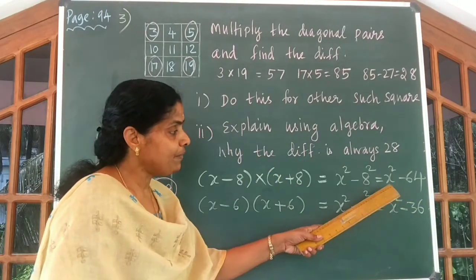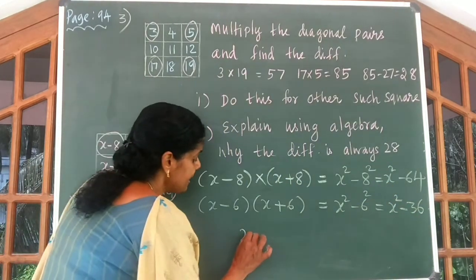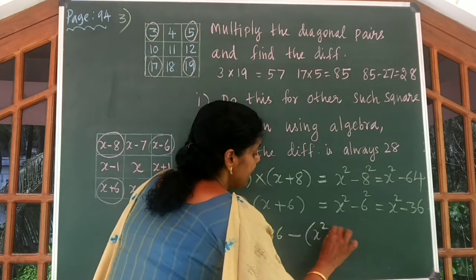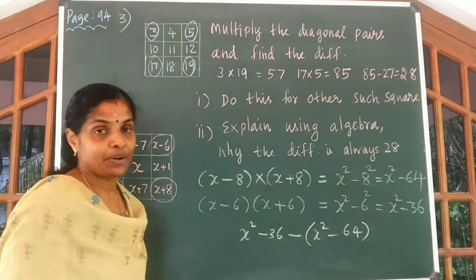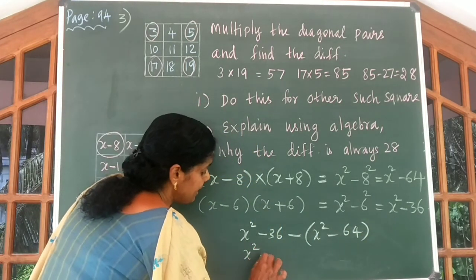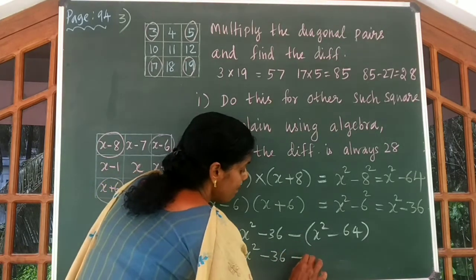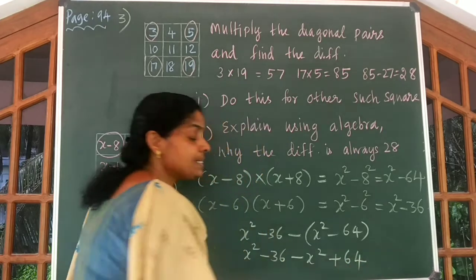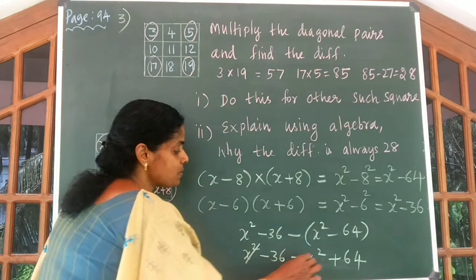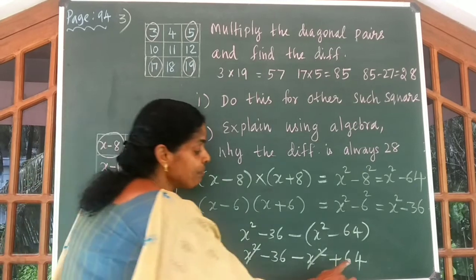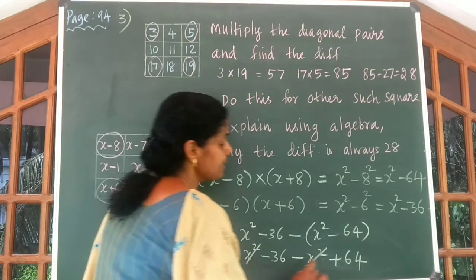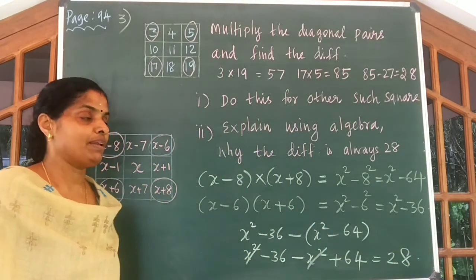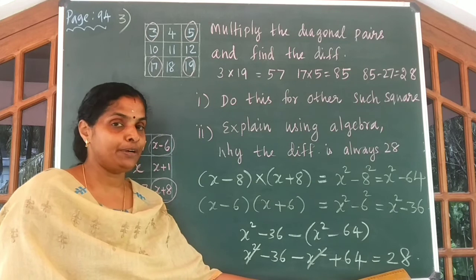Find the difference between these two. That is x square minus 36 minus of x square minus 64. That is x square minus 36 minus x square, minus of minus gives you plus 64. Cancel x square with minus x square. 64 minus 36 gives you 28. So we have explained using algebra the difference to be always equal to 28.